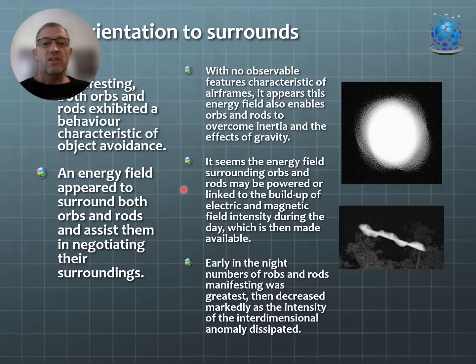Now, we suggest that the energy field may be powered or linked to the build-up of electric and magnetic field intensity during the day, and as it dissipates overnight, it's been consumed or harnessed by these orbs and rods, and shortly we'll discuss why we think that may be the case. Now, of course, early in the night, the numbers of orbs and rods manifesting was greatest and decreased markedly as the intensity of the interdimensional anomaly dissipated. So the energy associated with movement didn't change in terms of velocity with no acceleration, but the numbers of orbs and rods decreased.